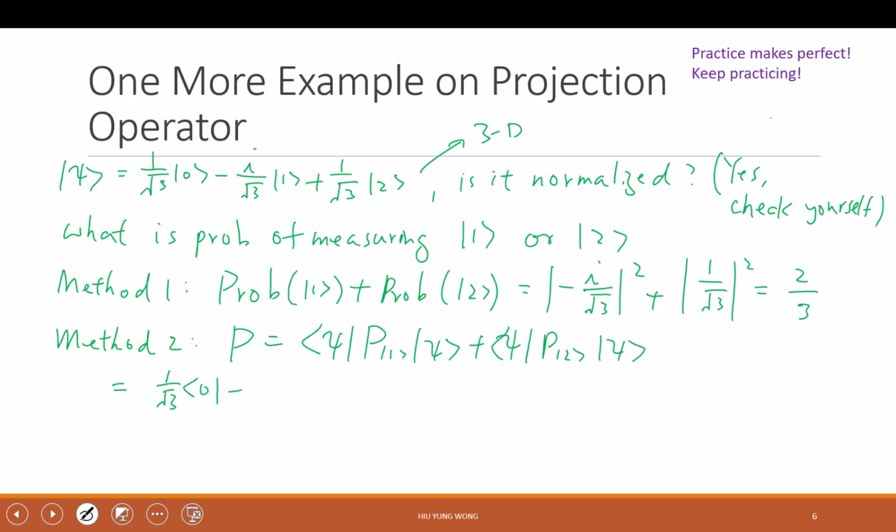someone said plus i. Because you need to do the complex conjugate, right? When you do the bra version, the coefficient, if you forgot, c a becomes c star a. So don't forget this. So this is plus i divided by square root 3, bra 1, plus 1 over square root 3, bra 2. This is pretty long, and this is the bra of psi, right? And then what is the projection operator of 1? It's just the outer product of 1.